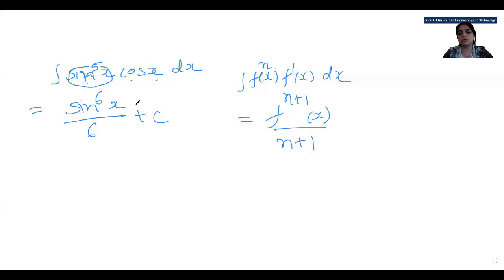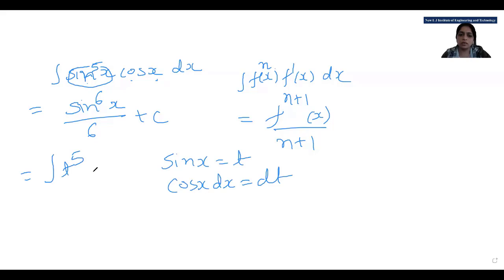You can directly put it. If you do not remember the formula, then you can solve by assuming sin x is equal to t, then cos x dx is equal to dt. So by substituting the value, this is t raised to 5 dt, then applying the x raised to n formula, that is sine raised to 6x upon 6 plus c.